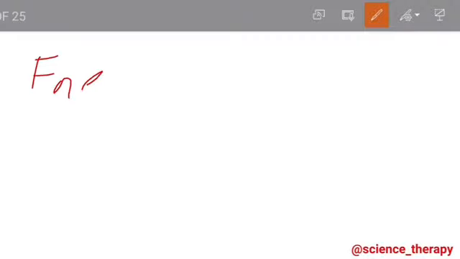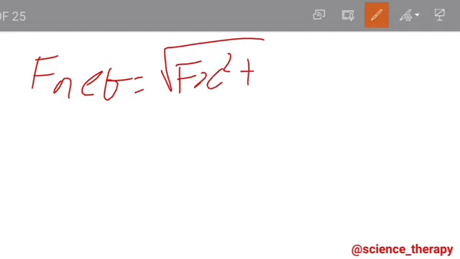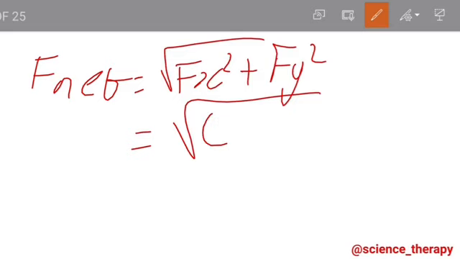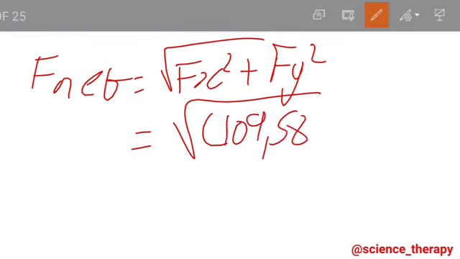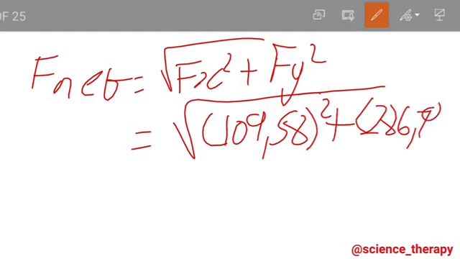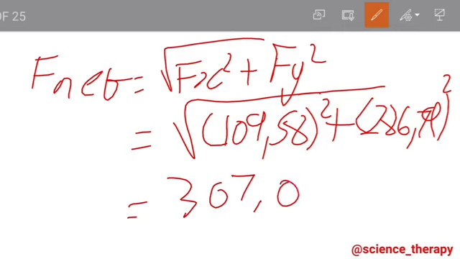So it goes F net is equals to the square root of Fx squared plus Fy squared. What's your Fx? 109.58. 109.58 square, and plus, what's your Fy? It's 286.79. Square. Then you grab your calculator, punch that in your calculator. 109.58 square plus 286.79 square. Then your answer is 307.01 Newton. And that's how you solve these questions. Awesome.